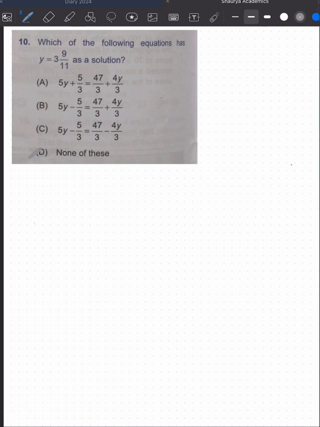Which of the following equations has y is equal to 3 9 by 11 as a solution? Okay, so we don't have much of a choice but to solve these until we get the answer 3 9 by 11. So we'll start with the first one. Let's do 5y plus 5 by 3 is equal to 47 upon 3 plus 4y upon 3.